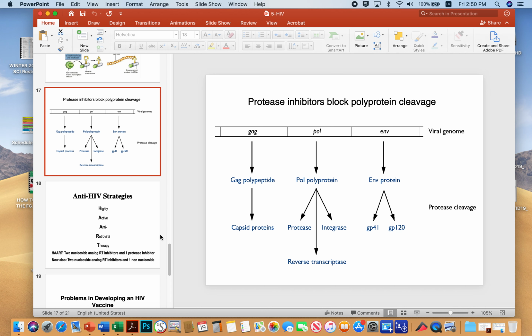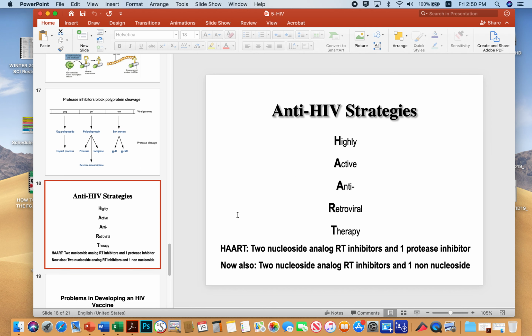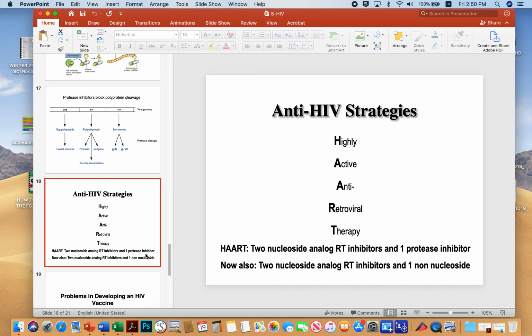And so that's typically what's done then in this anti-HIV strategy called HAART, highly active antiretroviral therapy. So HAART often includes 2 nucleoside analog RT inhibitors and a protease inhibitor. You could also use nucleoside analog RT inhibitors and non-nucleoside. But the point is that these are cocktails of drugs. And so the cocktails are designed to suppress growth, but also minimize the formation of resistant mutants, because you're hitting the viruses in multiple different locations.